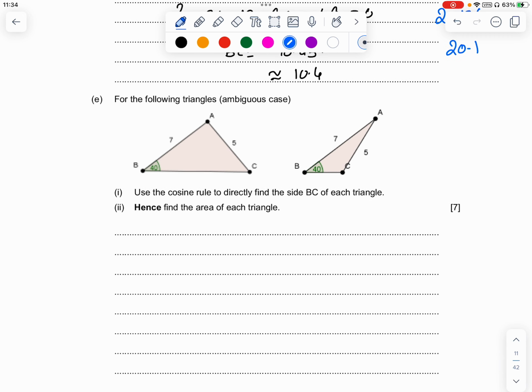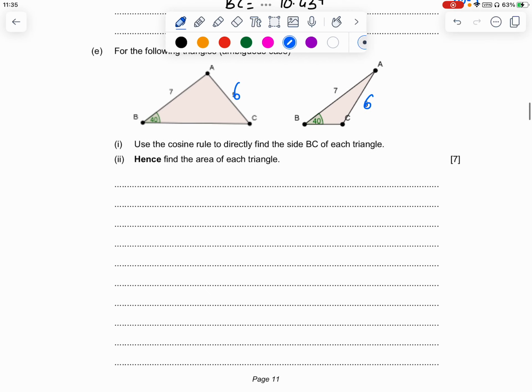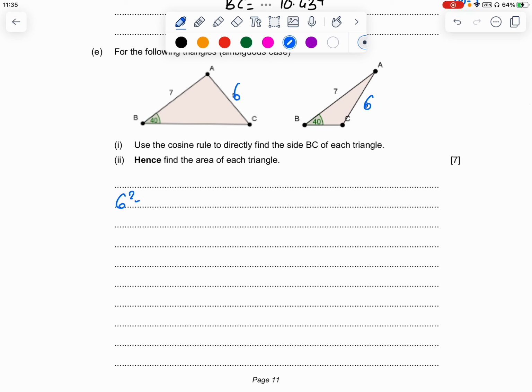Question number E. For the following triangles, use the cosine rule to find the value of BC. So for this also, we are going to consider this side as 6. So 6 squared equals 7 squared plus BC squared minus 2 times 7 times BC times cosine 40. Use the GDC, you will be getting 1.3931, which is equal to 1.39.